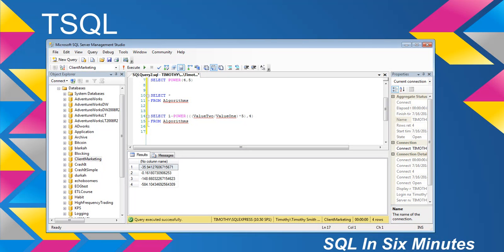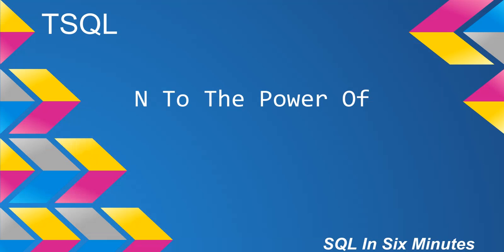So one of the things is that if you're looking for financial calculations or engineering equations, this is something that you can do in SQL Server. And again, the syntax in the parentheses is going to be the value that you're actually going to take to that power, and then what power you're going to take it to after the comma.